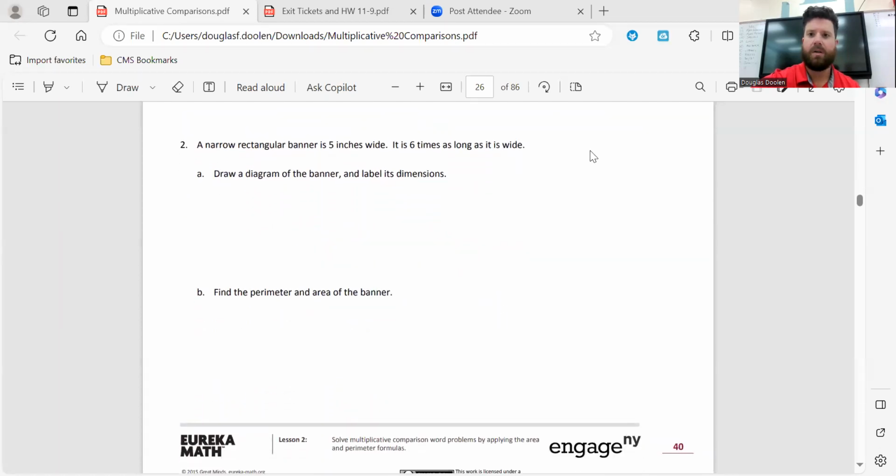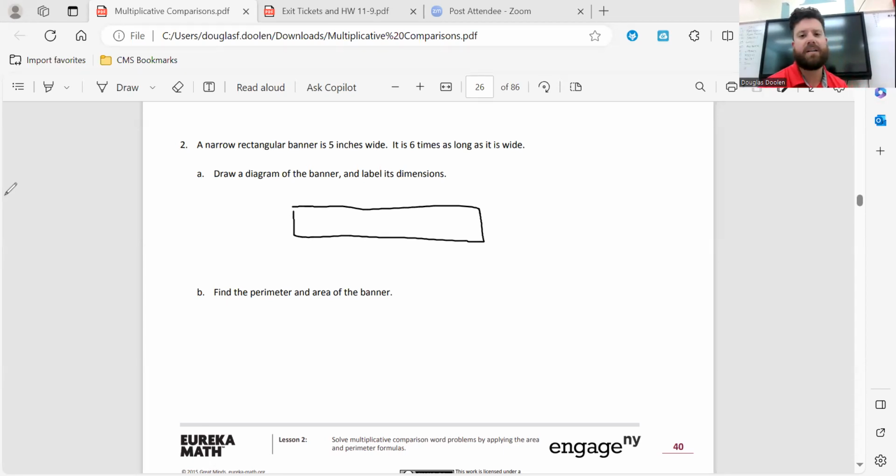Okay. Number 2 says a narrow rectangular banner is 5 inches wide. It is 6 times as long as it is wide. A, draw a diagram of the banner. It says a narrow rectangular banner. Narrow. What does narrow mean? Thin, right? Thin, smaller. So let's just draw a thin, long rectangle. Again, it does not need to be perfect.